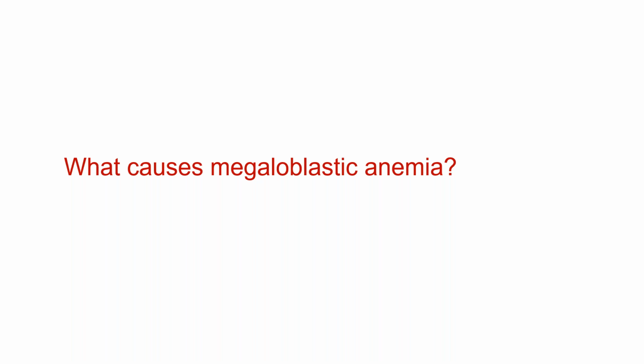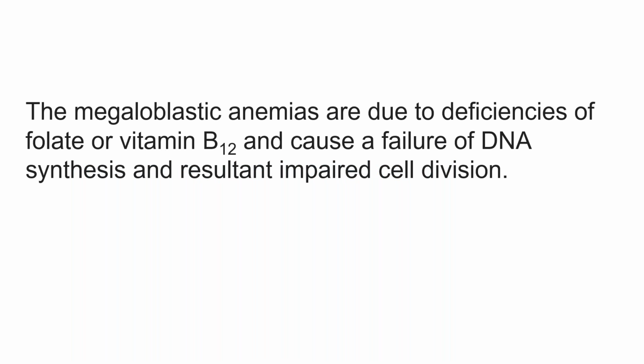The next question is what causes megaloblastic anemia? The megaloblastic anemias are due to the deficiency of folate, that's B9, or vitamin B12. Because their deficiency causes a failure of DNA synthesis and thus results in impaired cell division. The DNA synthesis is impaired in the bone marrow during manufacture of the RBC.